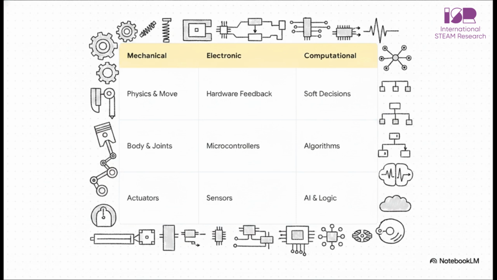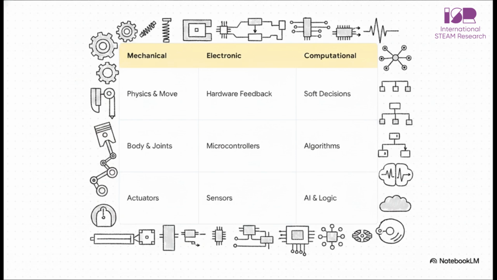First up, the mechanical block. This is entirely governed by the laws of physics and kinematics. We're talking the physical body, the materials, the joints, and those muscle-like actuators we just discussed. Second is the electronic block. This is your hardware feedback loop. It's where the sensors and microcontrollers live, and they're just constantly reading the surrounding environment. And finally, the third block, computational. This is the realm of software, algorithms, and AI. It's the highest level of the robot's brain, crunching all that data to make complex decisions on the fly.